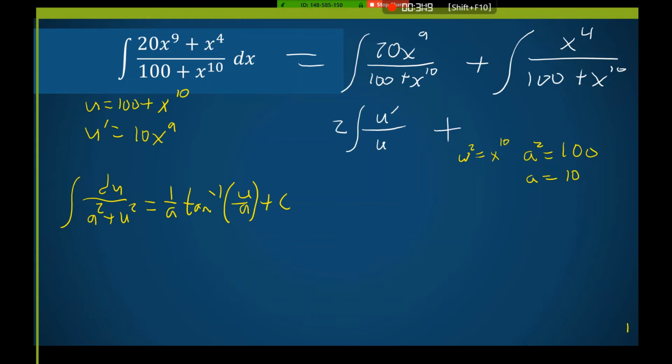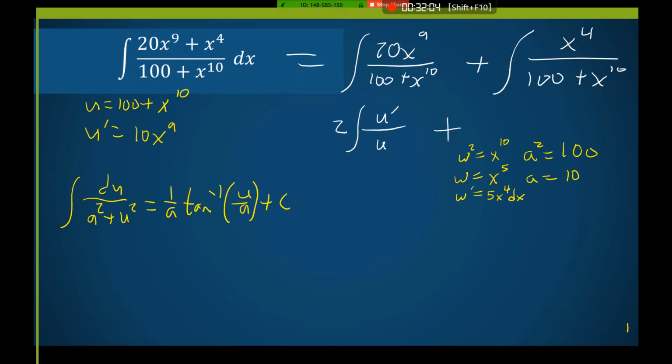And then I think you're trying to reduce for me. So what would w be then if I take the square root of both sides? W should be x to what power? To the 5th power. Okay, awesome. And then the last thing we need for this is w prime. So w prime will be the derivative of x to the 5th. So what happens when I derive x to the 5th power? 5x to the 4th power. Perfect.